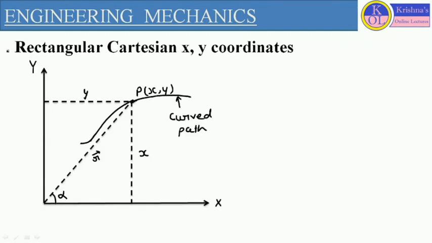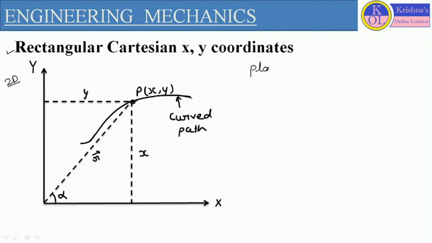Now, I am going to discuss the first type of coordinate system, that is the rectangular Cartesian XY coordinate. This is related to curvilinear motion. First we need to define the curved path and one particle which is moving along this curved path. So let us consider one curved path, and point P is representing the particle which is moving along this curved path.